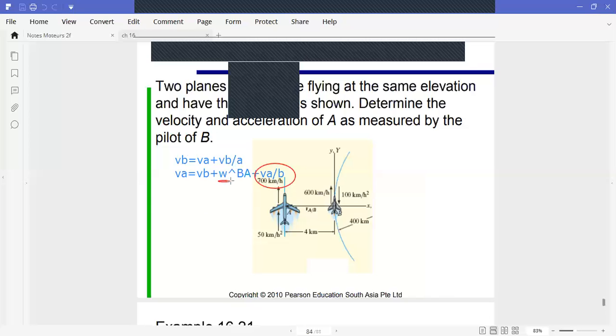Who can tell me what is omega of the rotating frame? It's equal to the rotation of the rigid body, which is the plane B. Okay? Because the frame is attached to plane B, so it's rotating with it. How to find omega of the airplane?